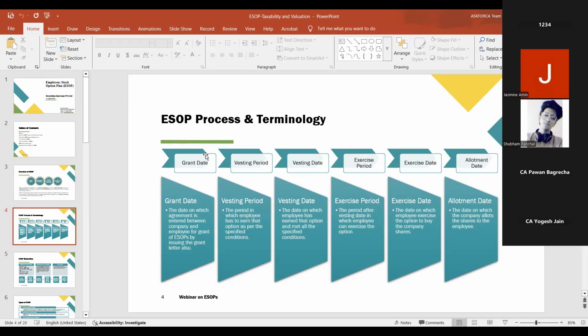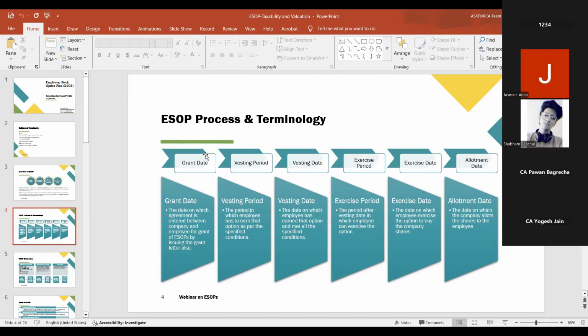The vesting condition could be, suppose, 3 years or 5 years. It can be linked to performance, it can be linked to any sales target, or it can be linked to the completion of any project. These can be the vesting conditions. Generally it is linked to a period of 4 years or 5 years. After completing that period, the employee is eligible to exercise that ESOP.